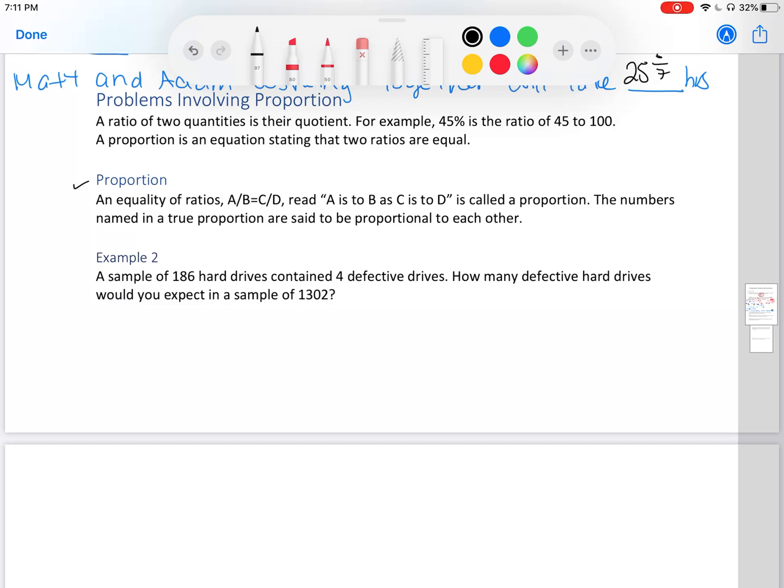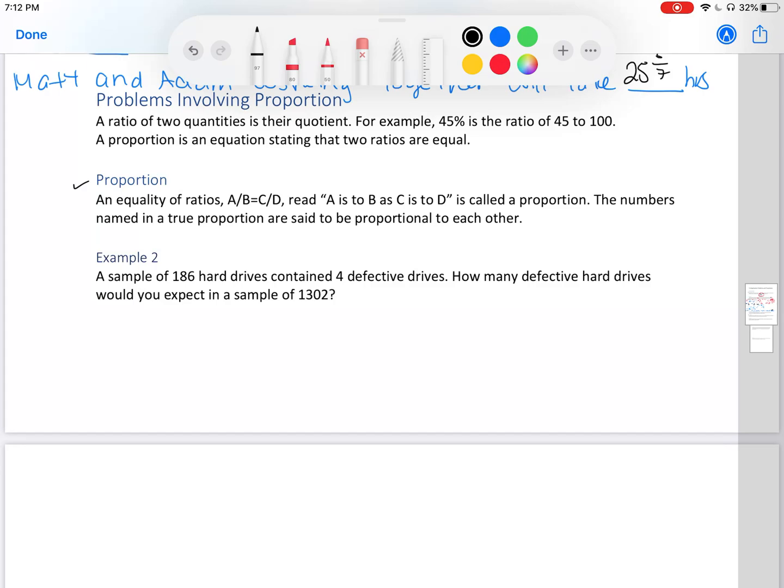Proportion. An equality of ratios A divided by B equals C divided by D is called a proportion. The numbers named in a true proportion are said to be proportional to each other. So let's do an example.